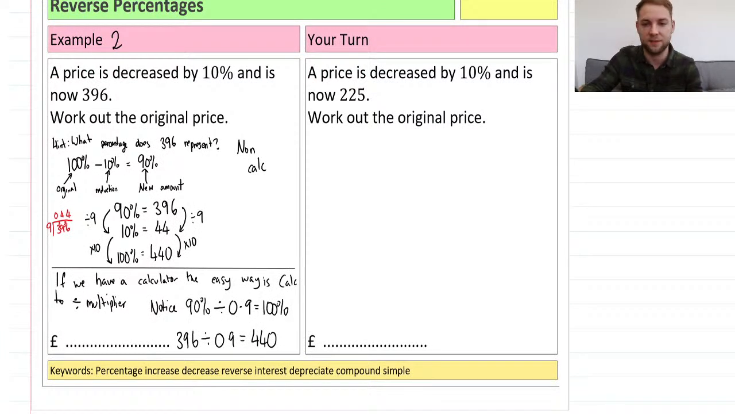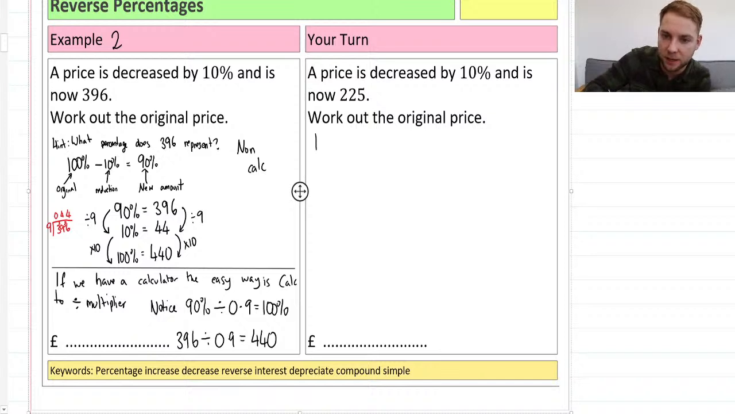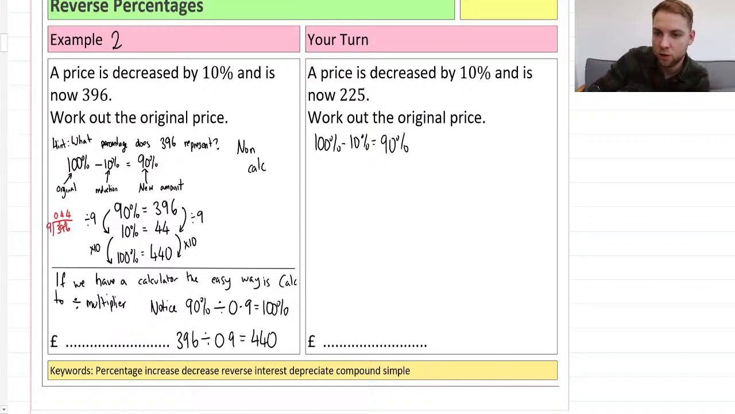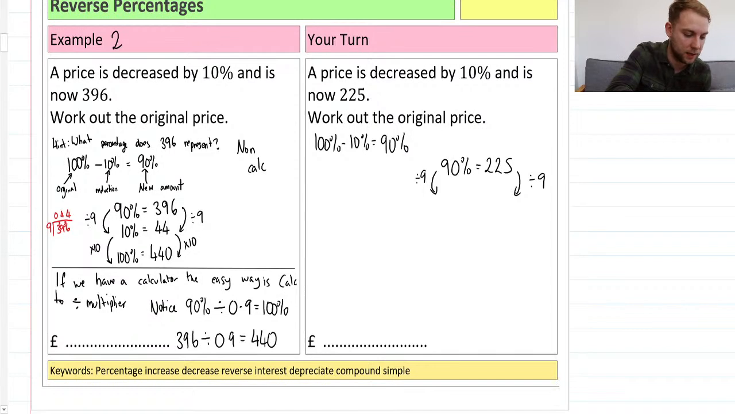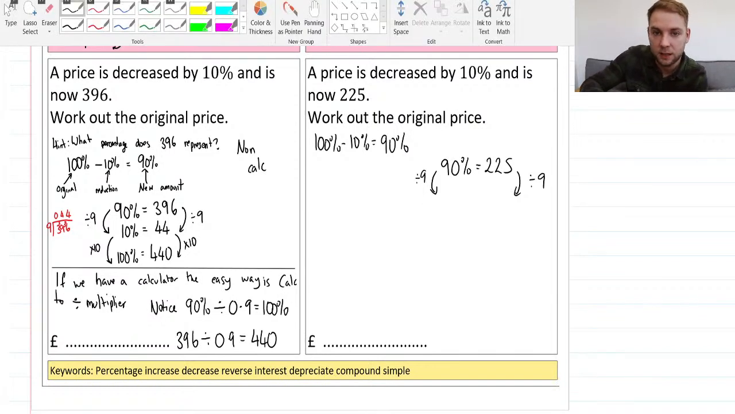Okay, so let's have a little go at this together then. Our price is decreased by 10%, which is going to be 100% minus 10% is equal to 90%. So our starting point is that 90% is equal to 225. So then if I divide this by 9, I end up with, I should do it on the side, shouldn't I really?